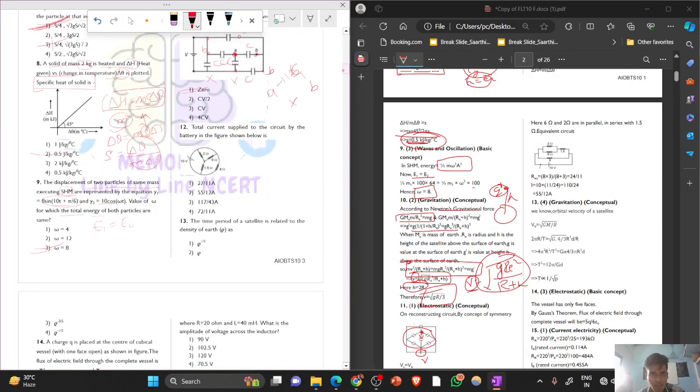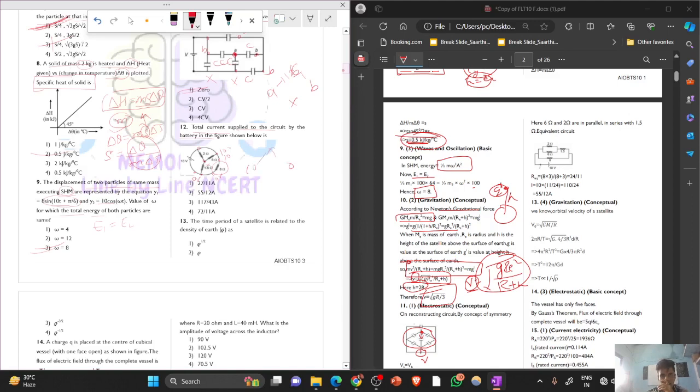Now moving ahead, the question is about the equivalent resistance and current. The total current supplied to the circuit by the battery in the figure is asked. Here the points are at 10 volt, 10 volt, 10 volt, 10 volt, and then 0 volt, 0 volt, 0 volt. So you just have 10, 0, and X.